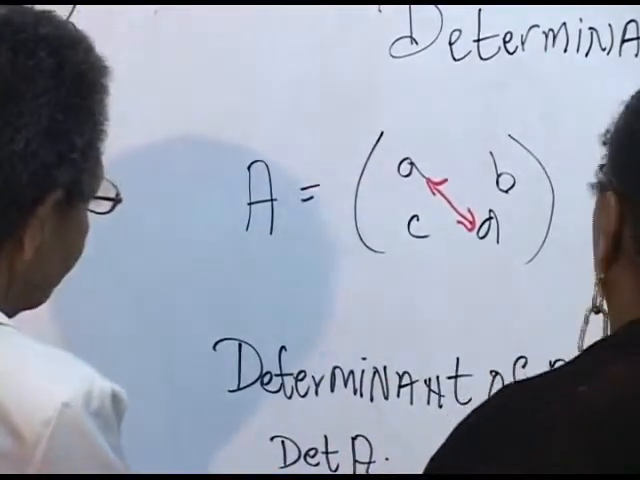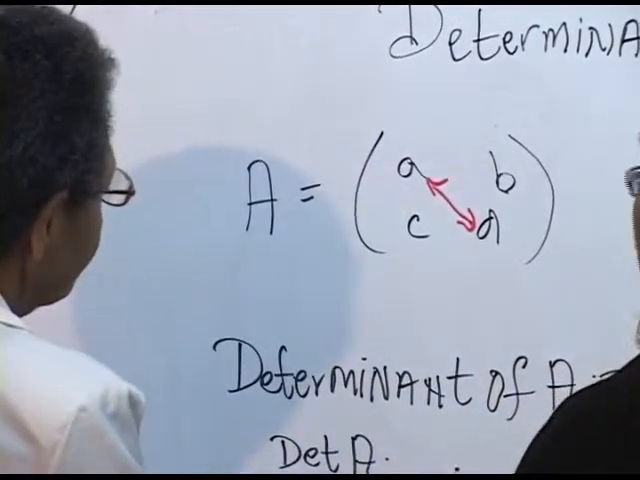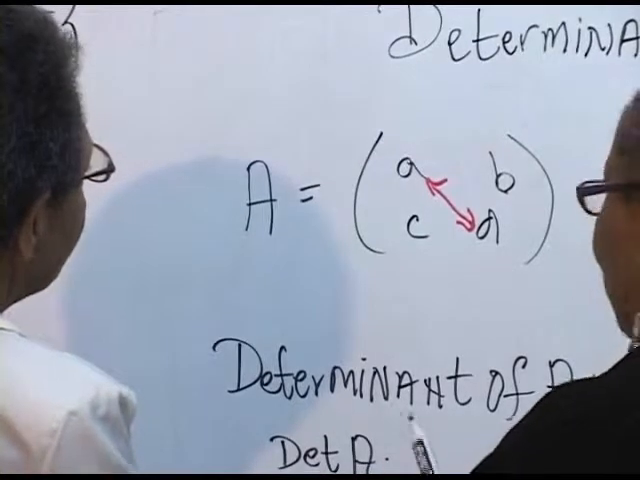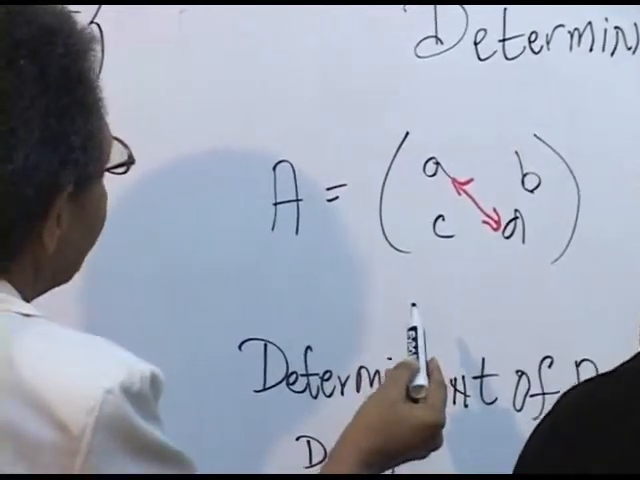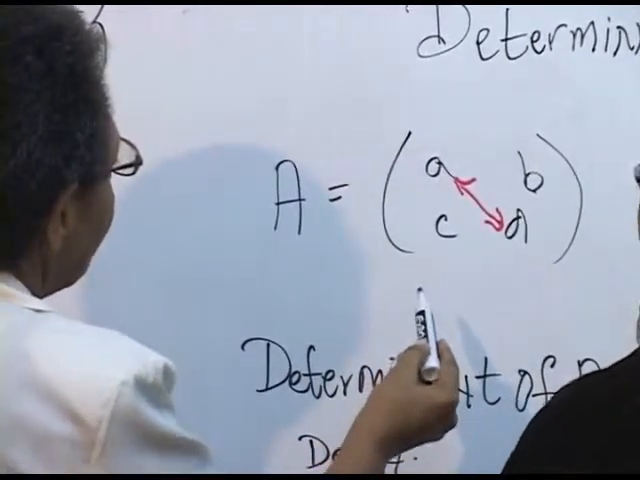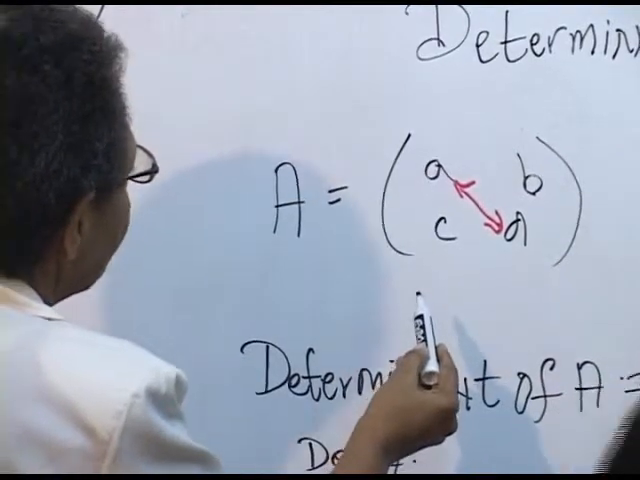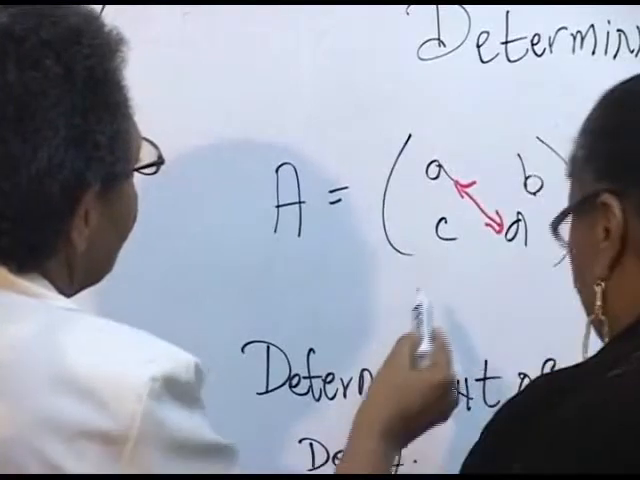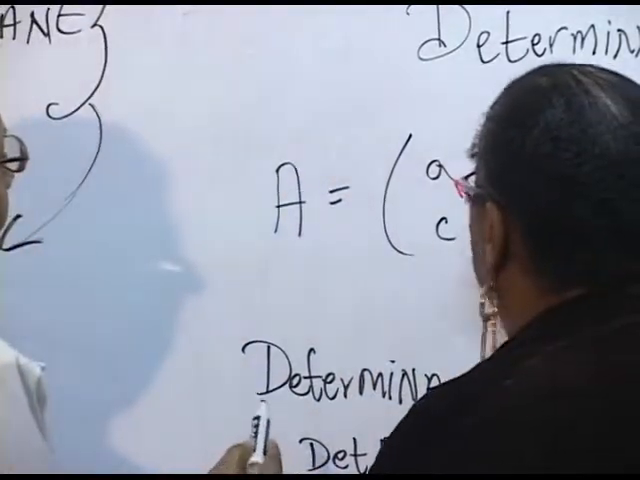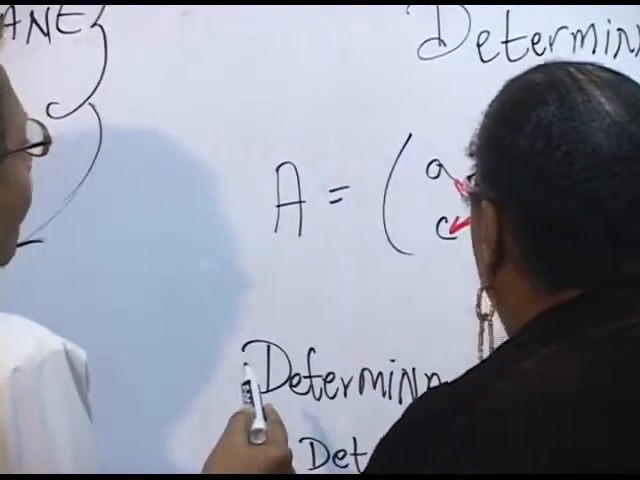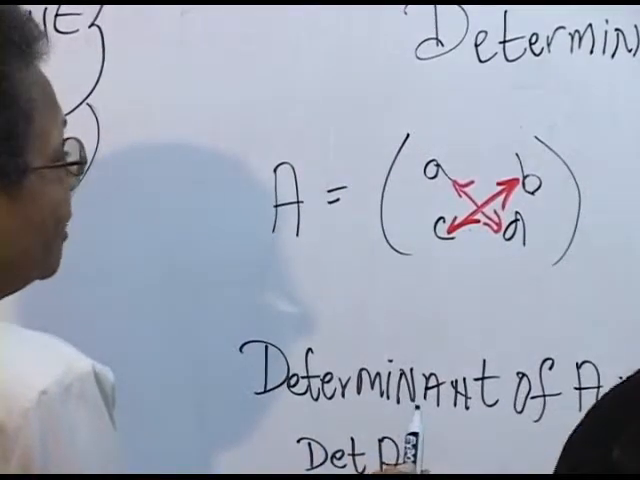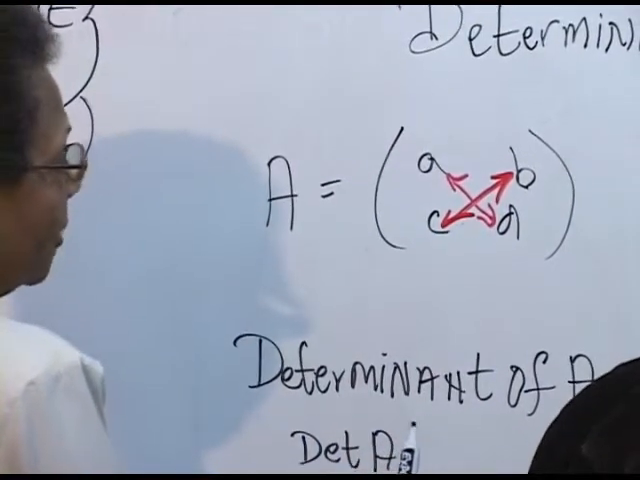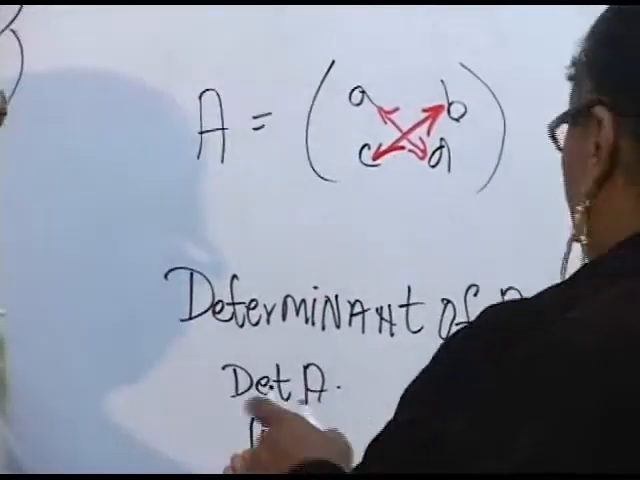Right, so write it down. AD. Good. And then minus. We put a minus sign. And then we go across the other way. So we bring BC, and the operation there is that we are multiplying. BC. Multiplication. Good.